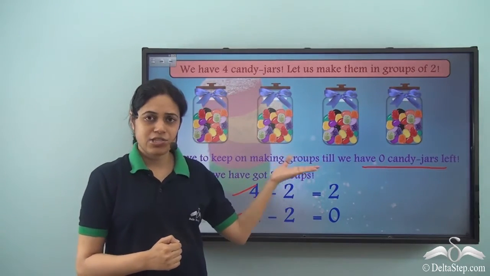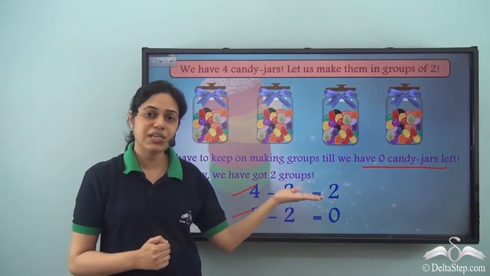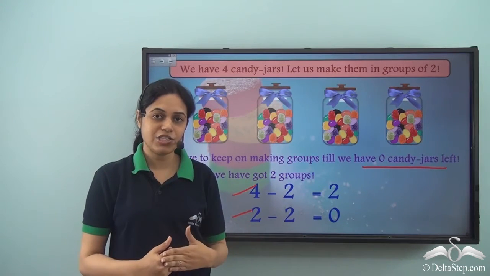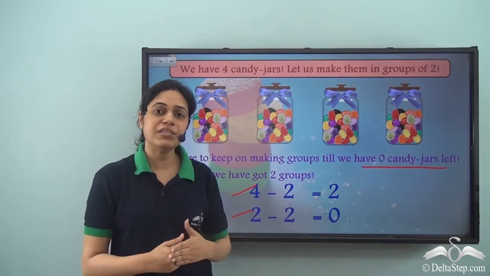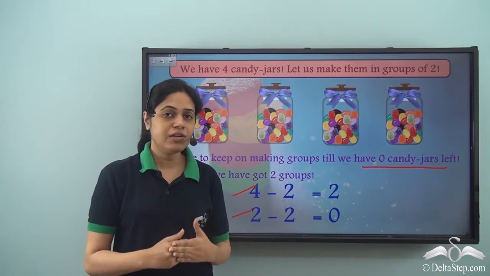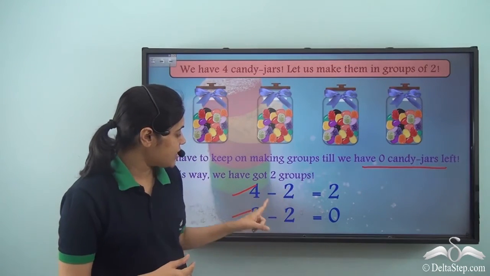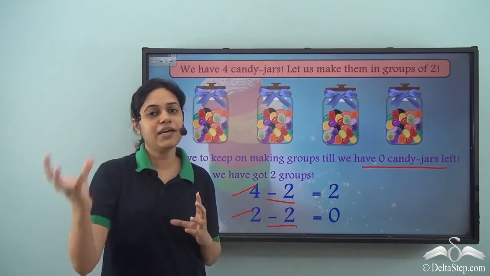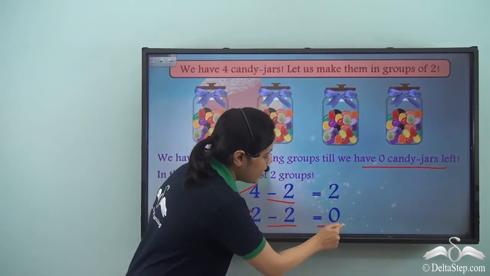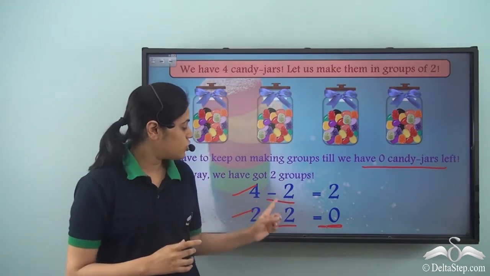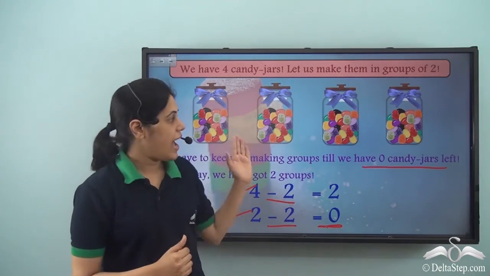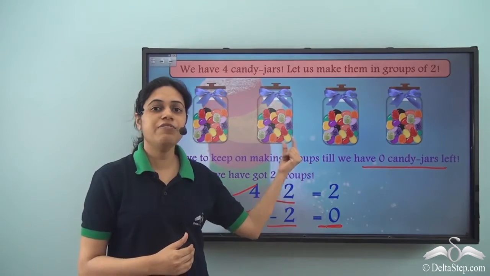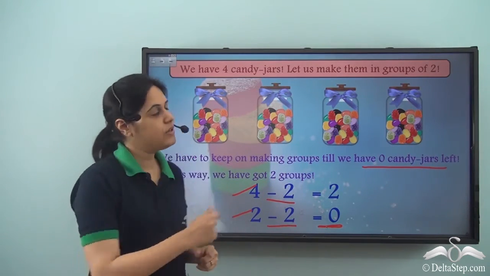So what is this actually? We are distributing these candy jars equally, or I can say that we are dividing these candy jars. And this is repeated subtraction. We have already learned repeated addition. But in this case, I am repeatedly subtracting 2, taking 2, forming a group, then taking 2, forming a group, till I have got 0 left. So this is repeated subtraction, and this repeated subtraction is helping me distribute or divide these candy jars equally.